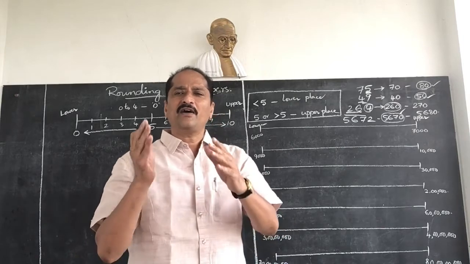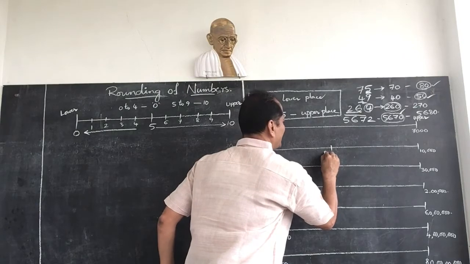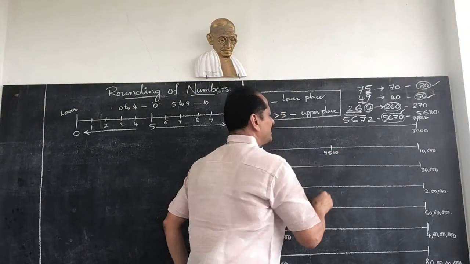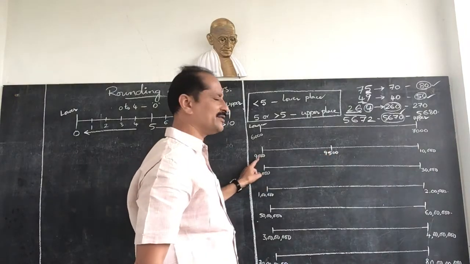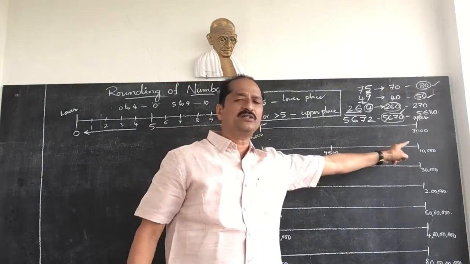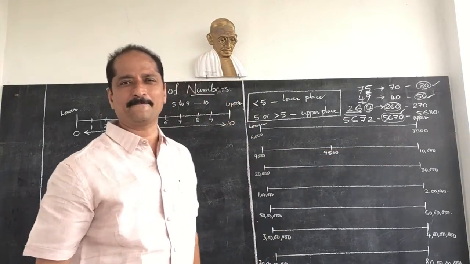9,000 to 10,000 means how many numbers do we have? 1,000 numbers. Half of 1,000 is 500. That means this is 9,500. The numbers from 9,000 to 9,500 should be rounded to 9,000. And 9,500 and above, all those numbers should be rounded to 10,000.